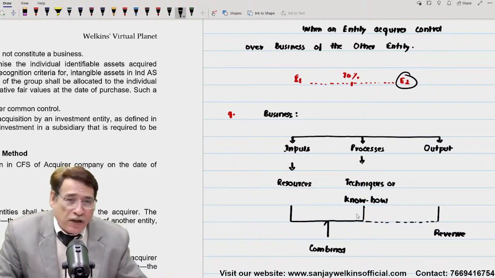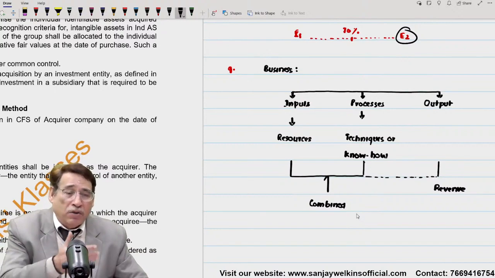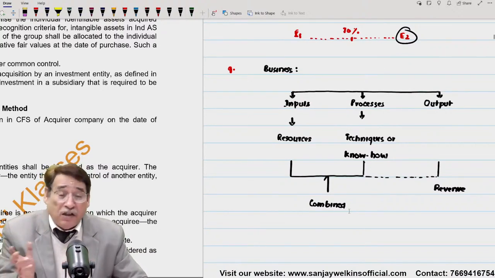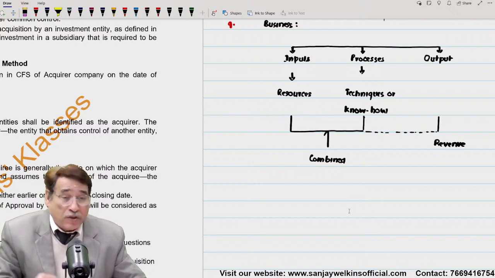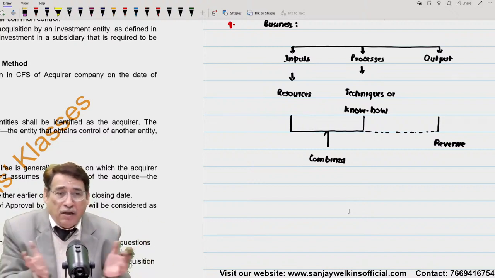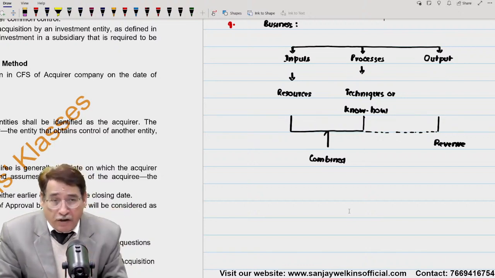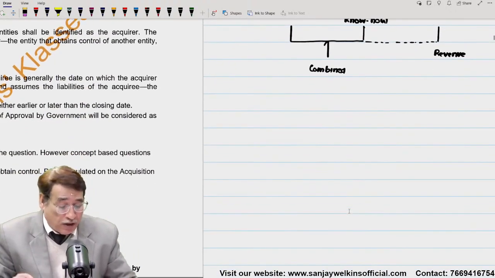So the important point is that whenever in this particular chapter we would say that this entity has got the control over the other entity, we will always presume that the other entity is meeting the definition of the business. And just for your knowledge sake, I told you what business means in the eyes of Ind AS 103: the other entity must comprise some inputs, some processes, and by combining these resources and techniques, we should be in a position to generate some revenue. Is it clear to you or not? This is the point which you need to understand.